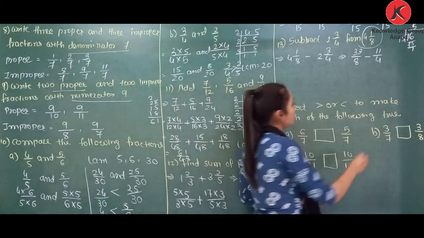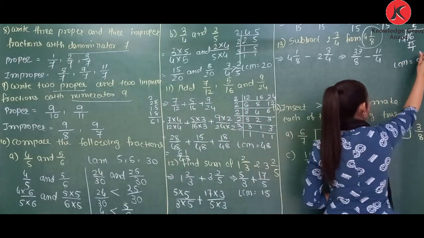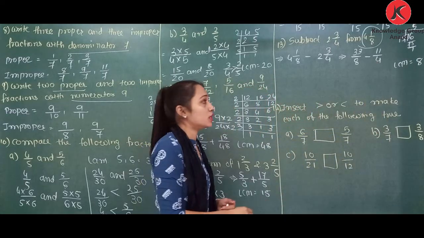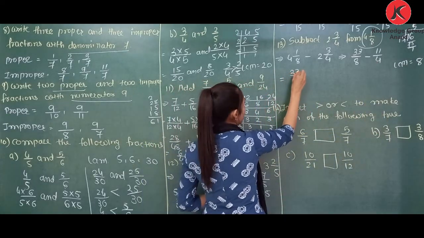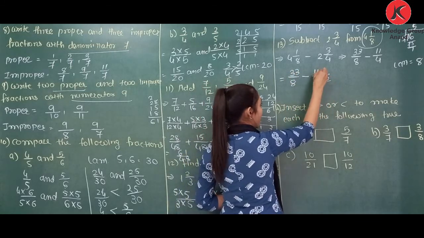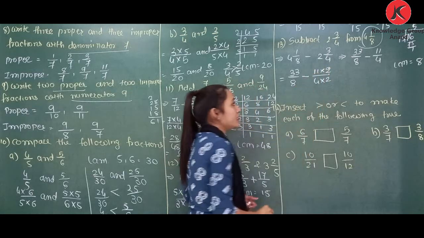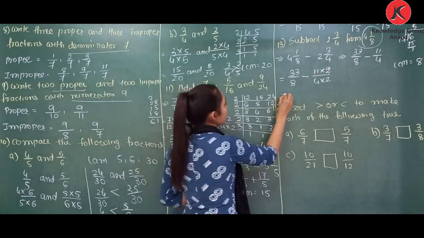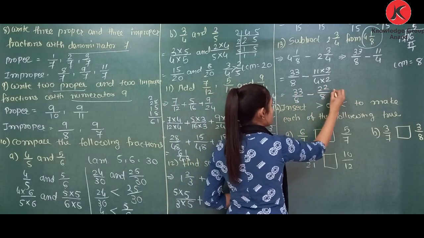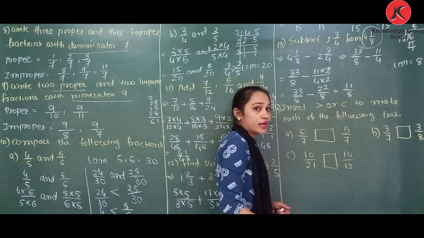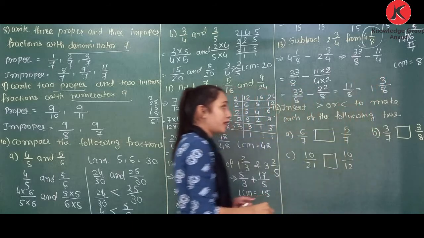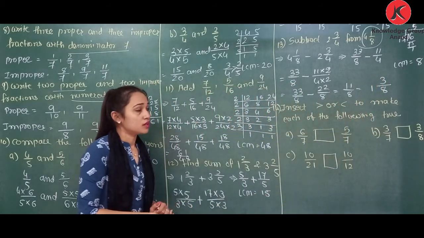LCM of 8 and 4, that is 8. So here this number is multiplied with 2 in the numerator and denominator. 33 by 8 minus, 4 is multiplied with 2 to get denominator 8, 11 is also multiplied with 2. 33 by 8 minus 22 by 8. So we get 11 by 8. Now in the mixed fraction we get 1 3 by 8. So that will be your answer.